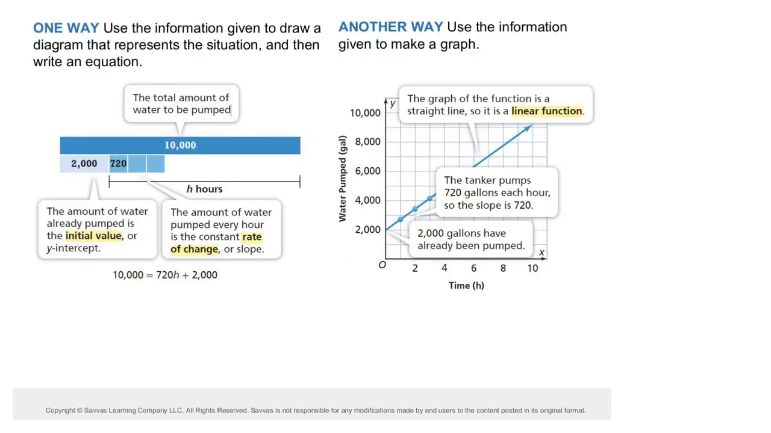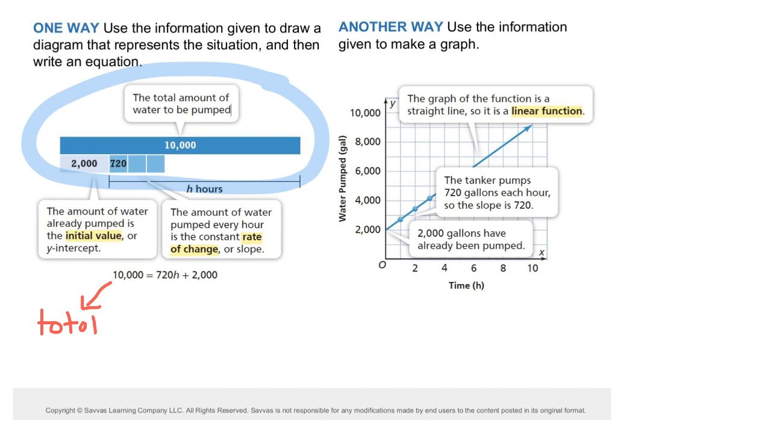Okay, so option number one, according to your book, is this bar diagram, and that's for my visual learners. They do better when they can see a picture or a diagram. If you look at it, we're going to take our 10,000, that is the total water in the pool, and it's going to be made up of what is being pumped at a rate of 720 gallons per hour, and what has already been put in the truck. So that equation makes sense to me. I have a total of 10,000. It is made up of what is being pumped and what has already been pumped.